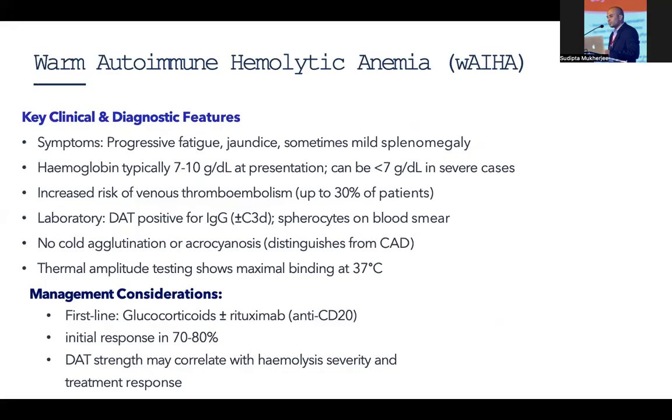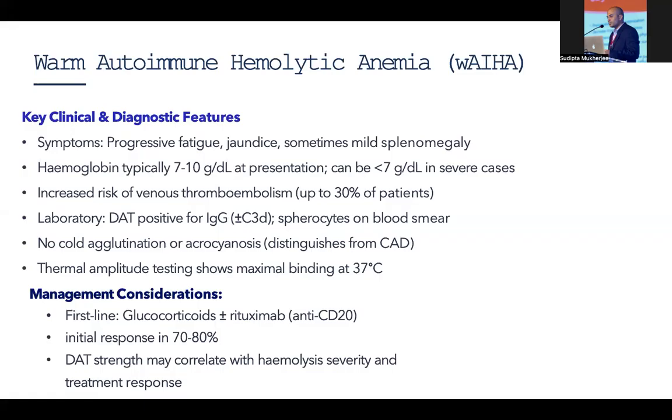The laboratory shows direct antiglobulin test positive for IgG and very rarely for complement C3 also. The peripheral smear shows spherocytes and phagocytosis, and no cold agglutination or acrocyanosis is present in this group. Thermal amplitude testing shows maximum binding of these antibodies at 37 degrees. That's why it's a warm autoimmune hemolytic anemia. In terms of management, the first line is glucocorticoid with or without rituximab, which is an anti-CD20 antibody.